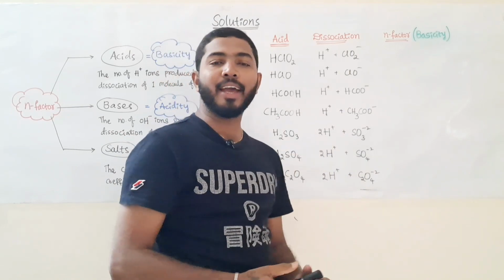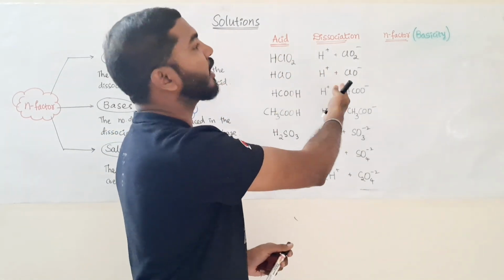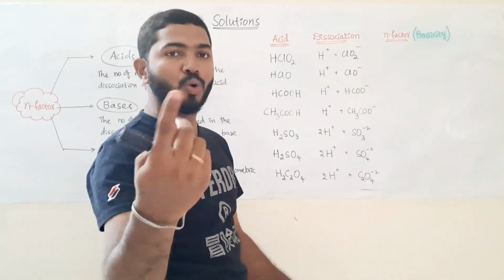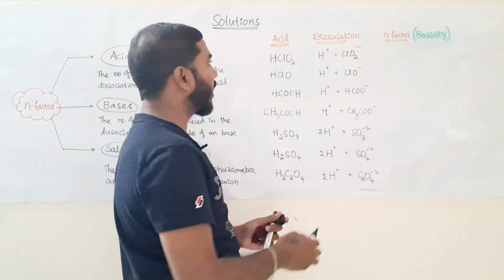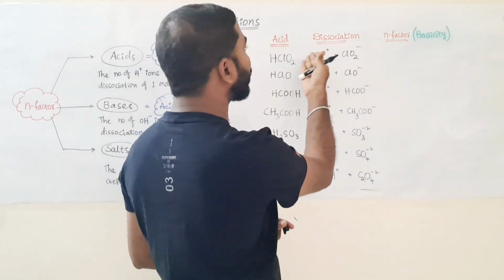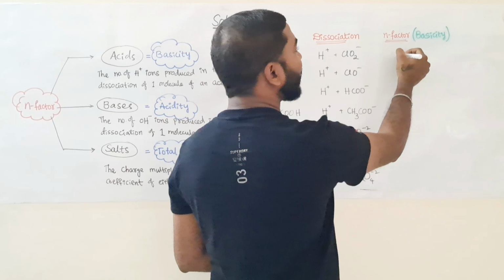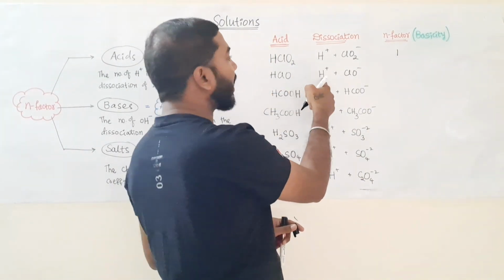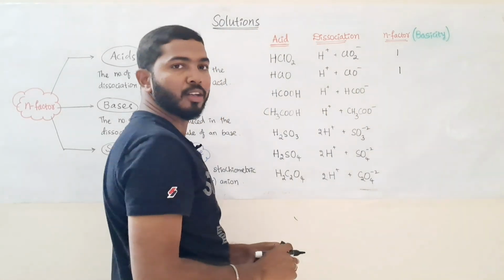Here I have given a few more examples. Let us understand their dissociation, and I left the N factor blank for you, so please try to guess their N factors. This is chlorous acid. How many H plus ions are produced? One. So I hope you know the N factor is going to be 1. And this is hypochlorous acid, and again we have only one H plus ion, so its N factor is going to be 1.